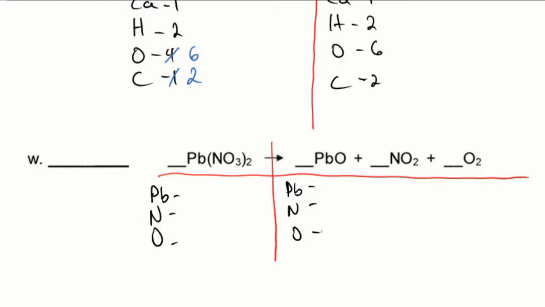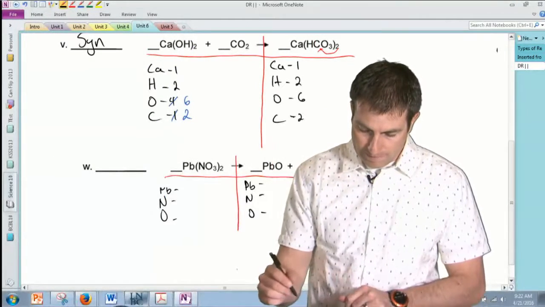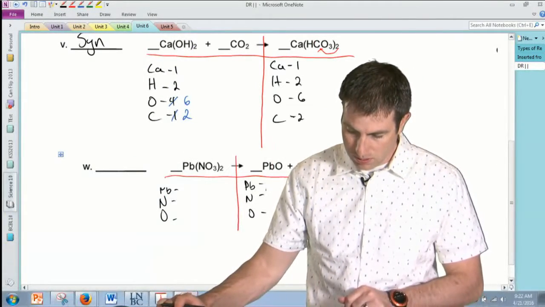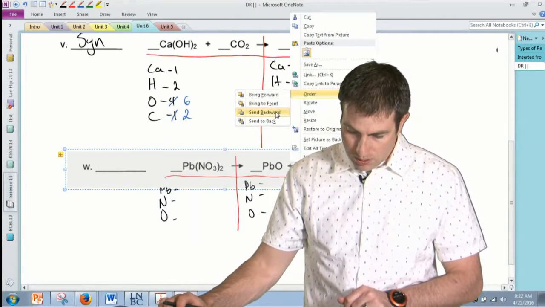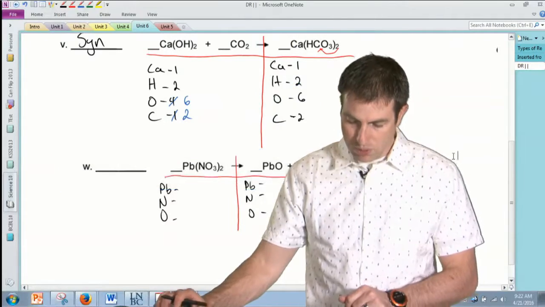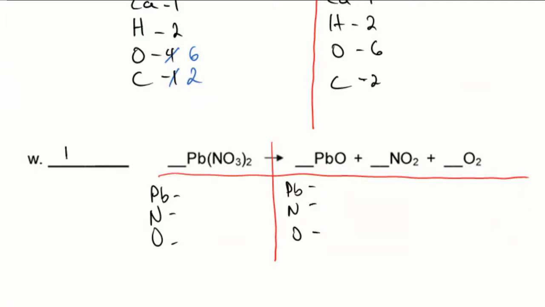Perfect. So you guys are right. It's definitely a decomposition reaction. I'm just going to see if I can send this to the back. It'll stop jumping in front of everything. Definitely decomposition. We have one thing breaking down into several things. It doesn't necessarily just have to break down into 2. In this case, obviously 3 things. So let's count them up and then we'll see if we can balance.